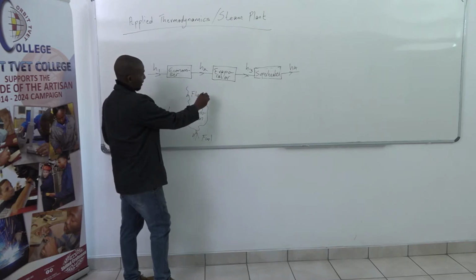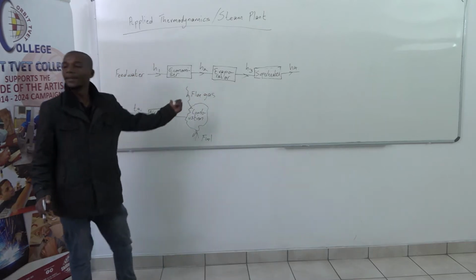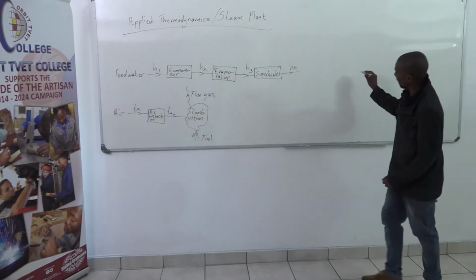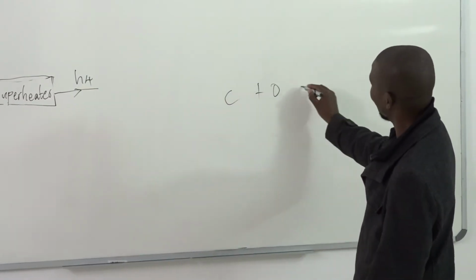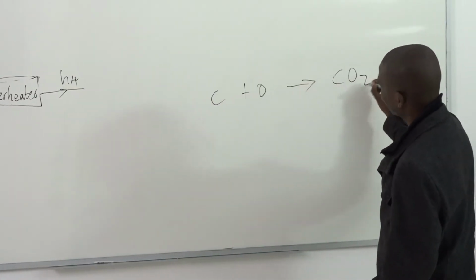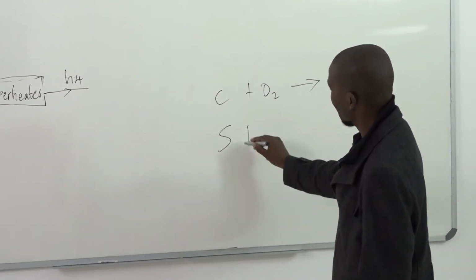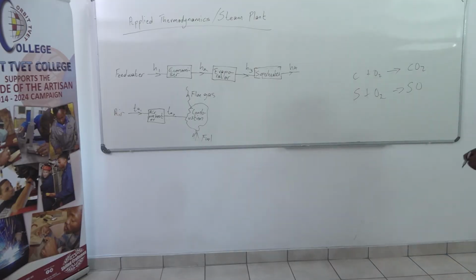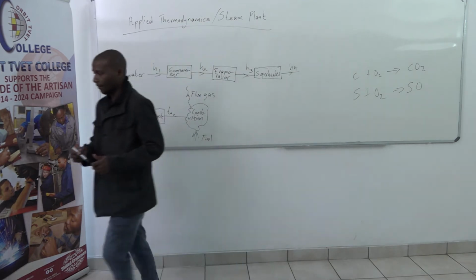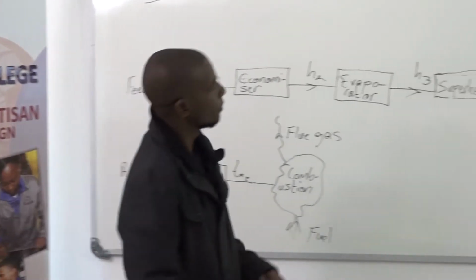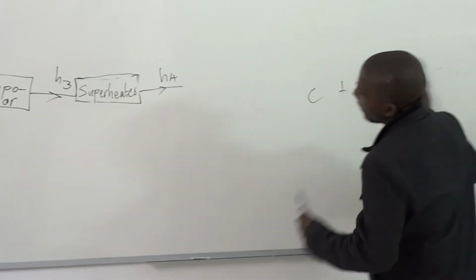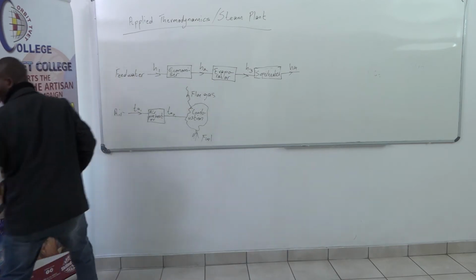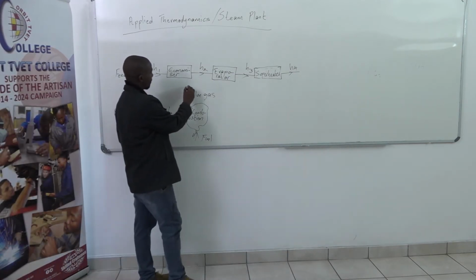Flue gas is the product of combustion, like, as you know from N5, the combustion of carbon plus oxygen produces carbon dioxide, sulfur plus oxygen gives sulfur dioxide, and some other compounds that are combustible. Those are the flue gases. After combustion, they go into the evaporator.